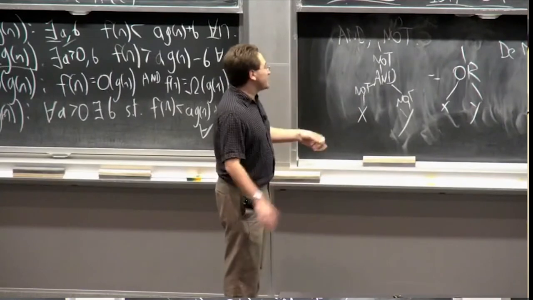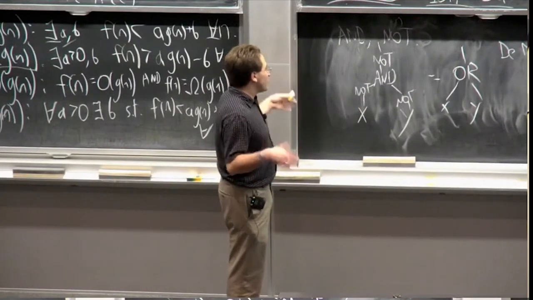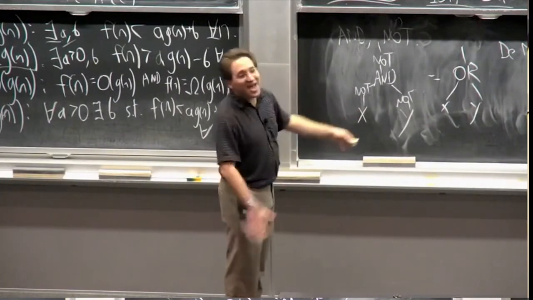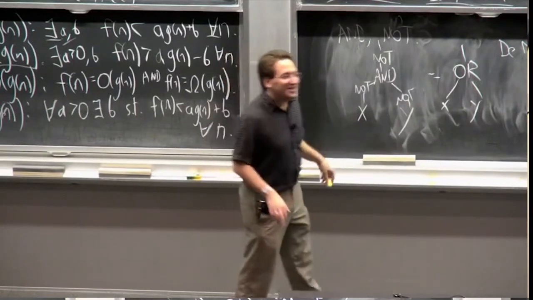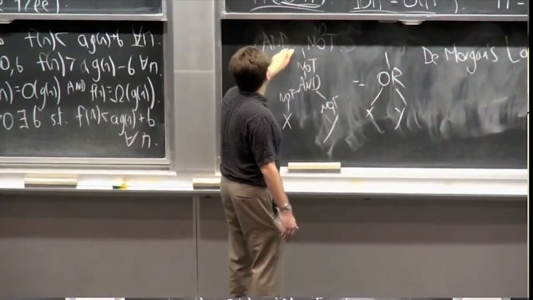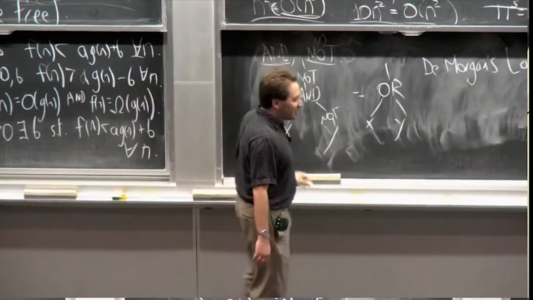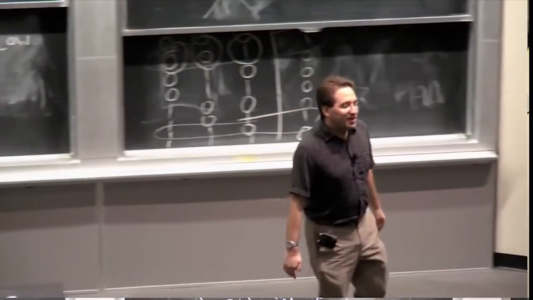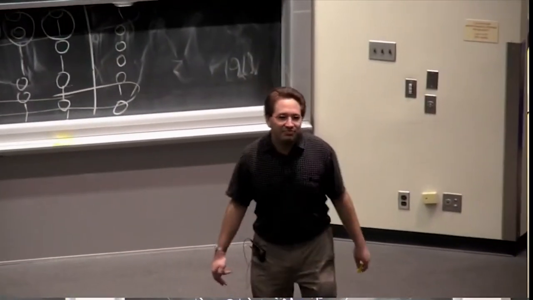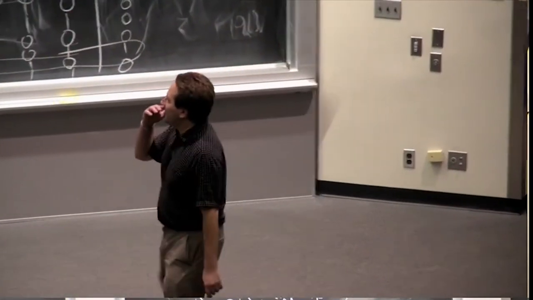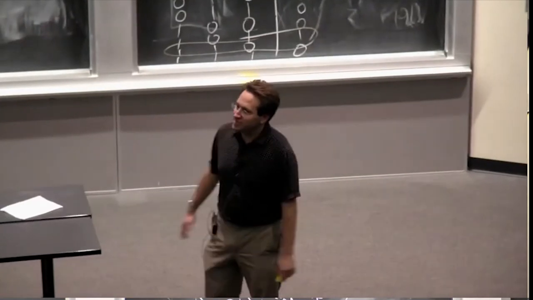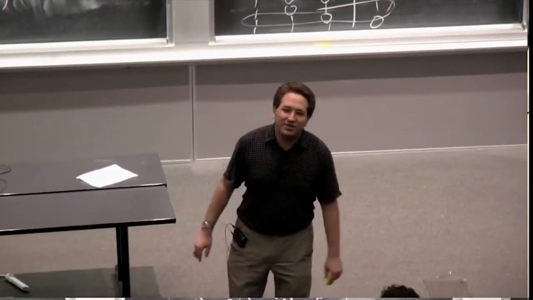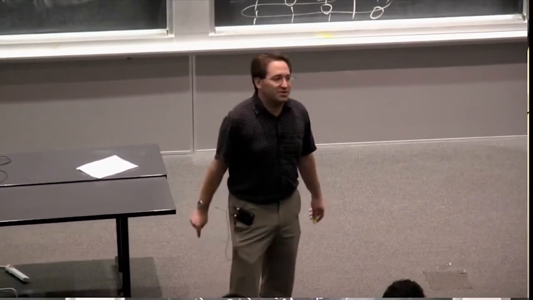And the converse also holds. Not of or of not x and not y is and of x and y. Which means that once you have a not gate, you only need one of and, or, and then you can generate the other one. So this shows that and, not, for example, is a universal set. In fact, we can even do better than that. We can even have a single gate which is universal.